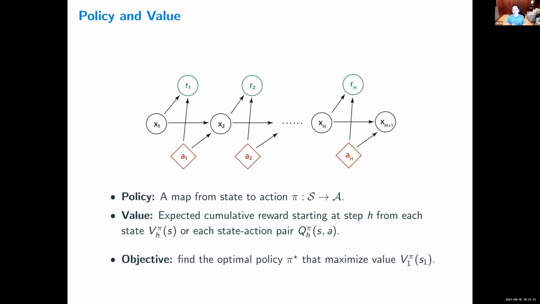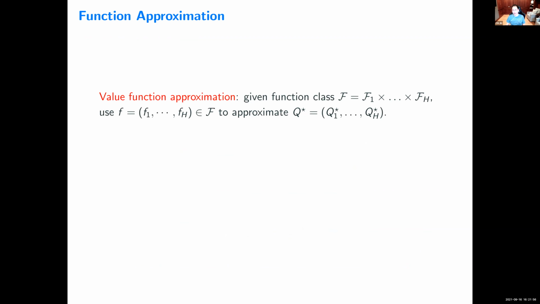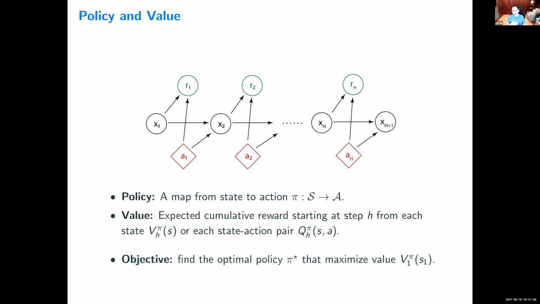Yeah, and the objective of reinforcement learning is that we want to find the optimal policy, pi star, so that I maximize this value. Because I assume the initial state is fixed, I only care about the value for the starting state of the game, and I want to have a policy that maximizes this value. Okay. And this is all about classical MDP.